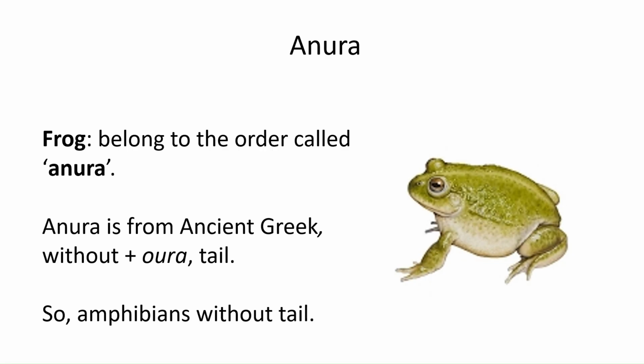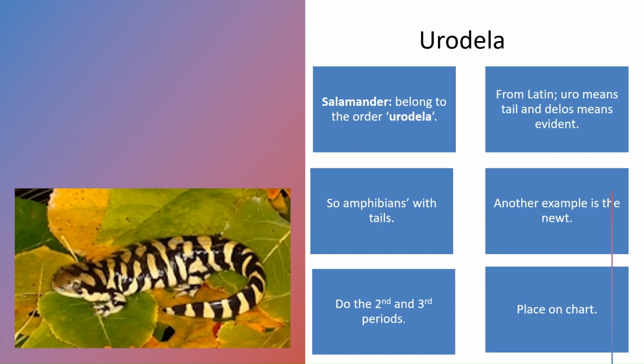Anura is the frog. It belongs to the order called Anura, and Anura is from ancient Greek, where an means without, and oura means tail. So amphibians without tail. Next one is the salamander. It belongs to the order Urodela. From Greek, oura means tail and delos means evident. So amphibians with tails. And another example is a newt.